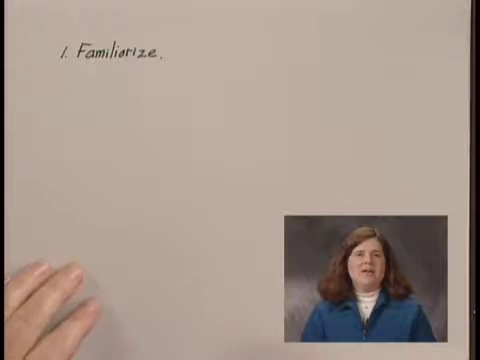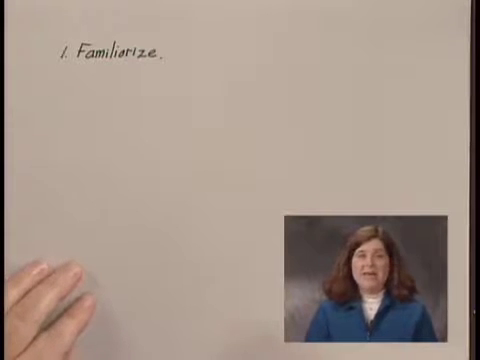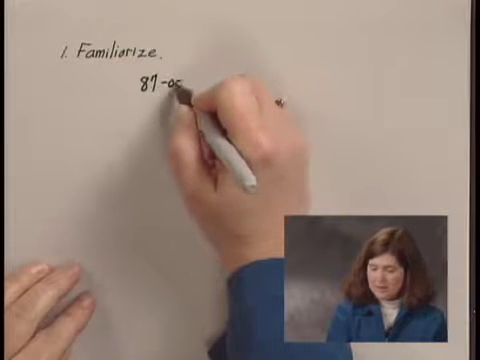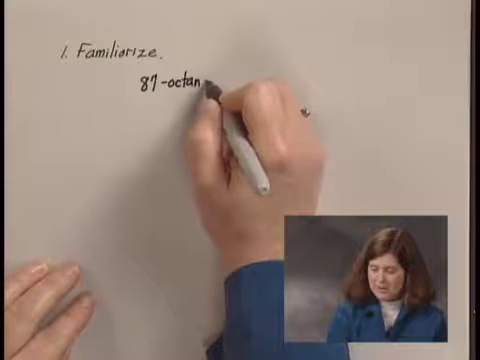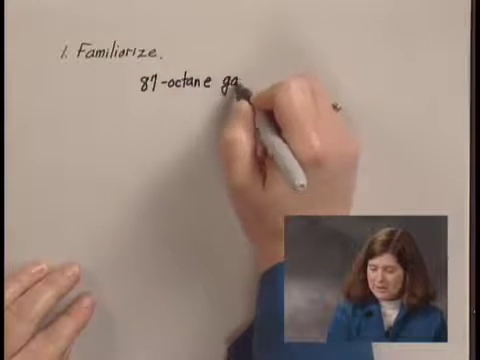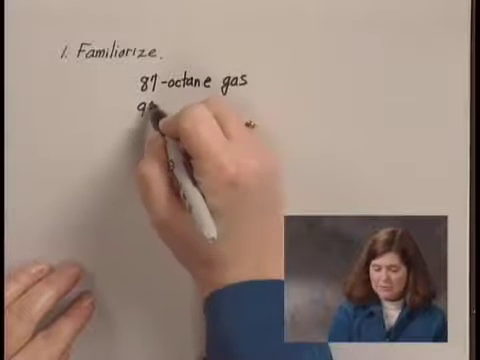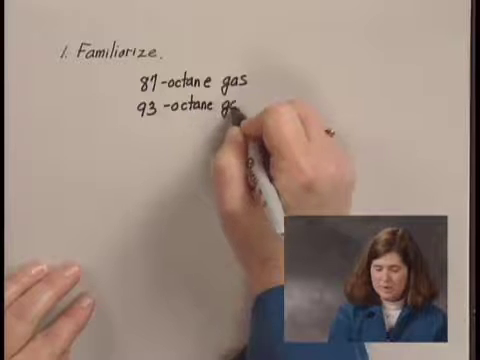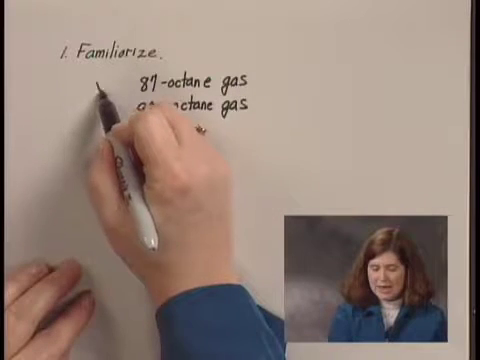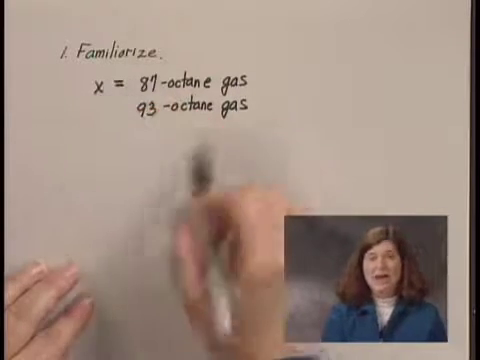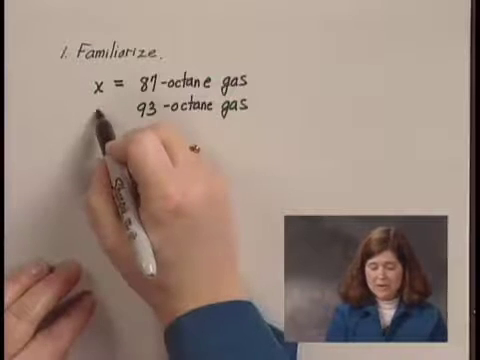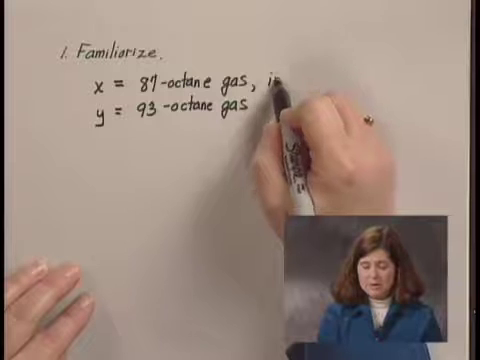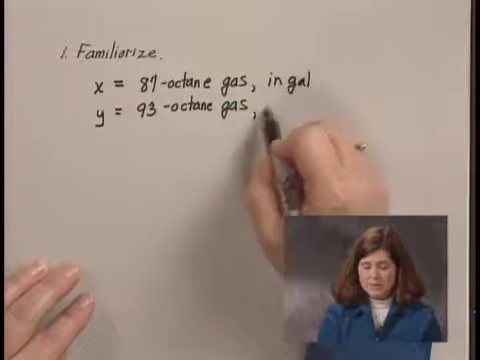We're going to start by defining variables. We want to mix 87 octane gas and 93 octane gas. So let's let x equal the number of gallons of 87 octane gas and y equal the number of gallons of 93 octane gas.